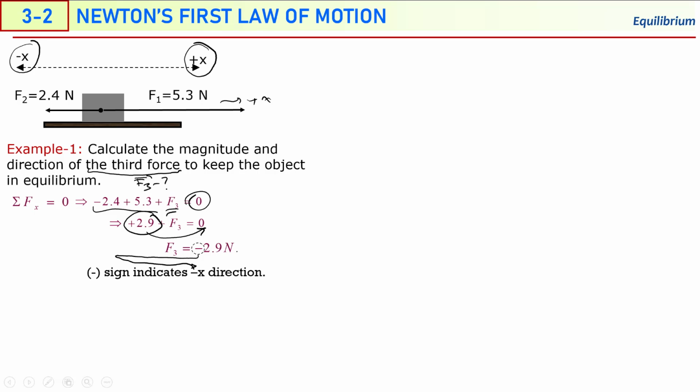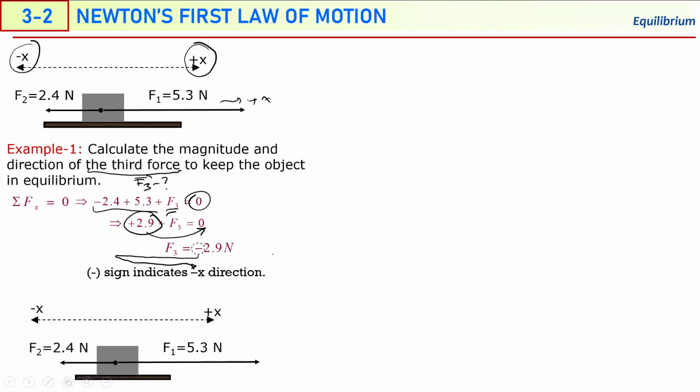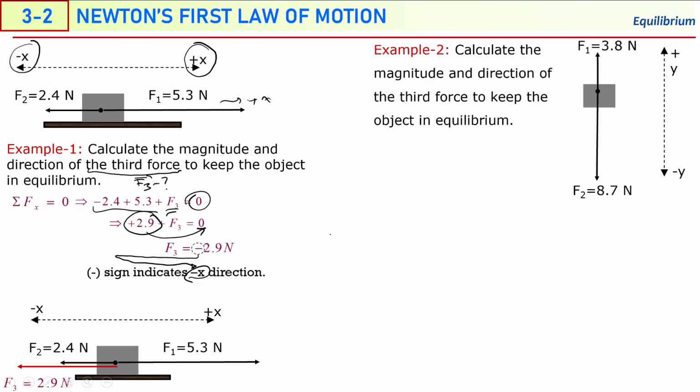Then let's draw F3 on the diagram. This is the diagram of the question when it is not in equilibrium. So I have to draw the third force in the negative x direction with a magnitude of 2.9 newtons. What if the forces are acting along the y-axis? Calculate the magnitude and the direction of the third force to keep the object in equilibrium.